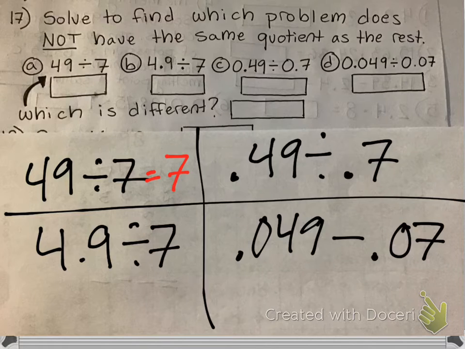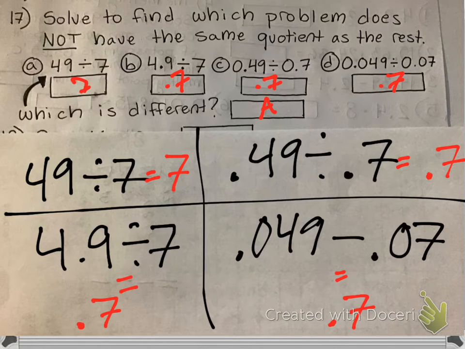What about 4.9 divided by 7? What did we get for that one? What did we get for Mario? 0.7. What do we get for this next one? 0.49 divided by 0.7. What did we get, Gore? 0.7. What about this last one? 0.049 divided by 0.07. What do you get, Miles? 0.7. So which one's different? The first one is different.